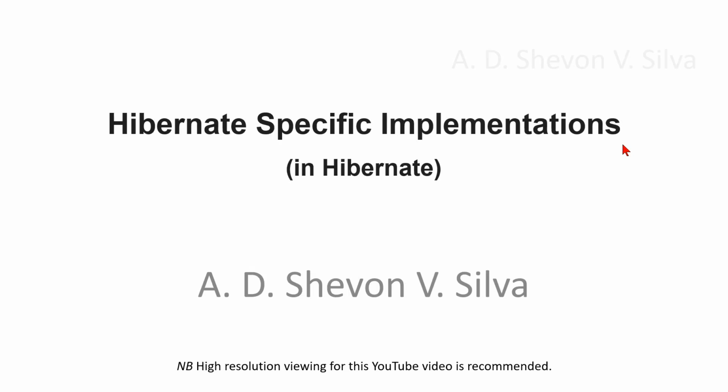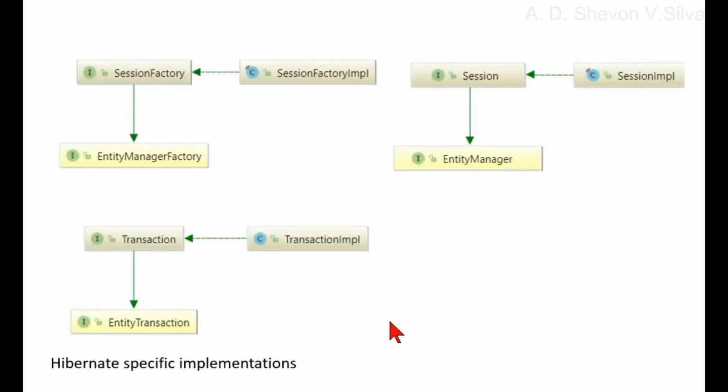Hibernate specific implementations in Hibernate. Here you can see Hibernate specific implementation. As a Jakarta persistence provider, Hibernate implements the Jakarta Persistence API specifications, and the association between Jakarta persistence interfaces and Hibernate specific implementation can be visualized in the following diagram.